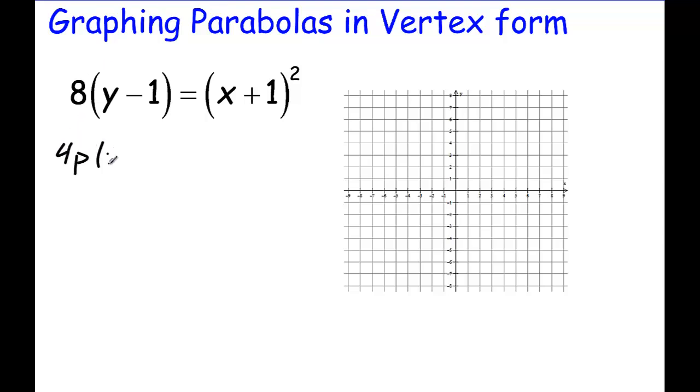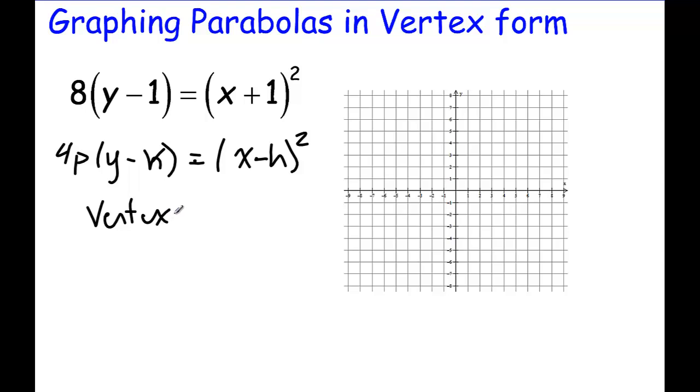4p times y minus k equals x minus h squared. Okay, so what we have here is that format. We can easily identify the vertex of h and k, which is -1, comma 1. Okay, so we can plot that pretty quickly. So -1, 1 is going to be our vertex.